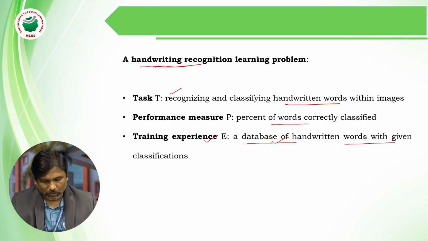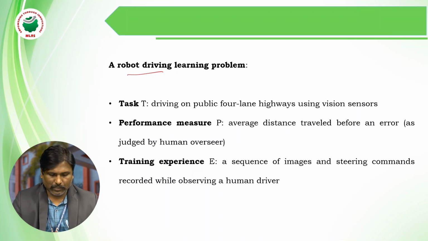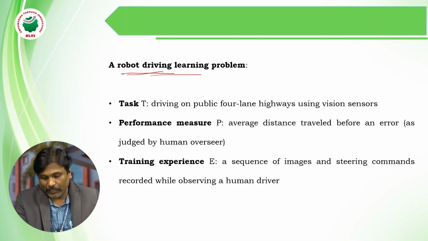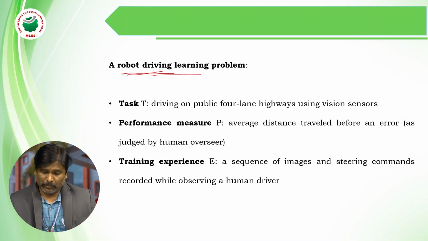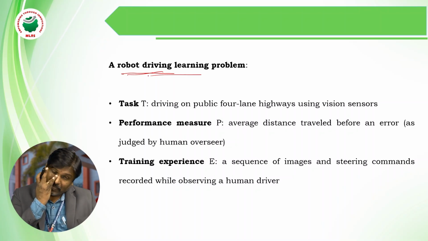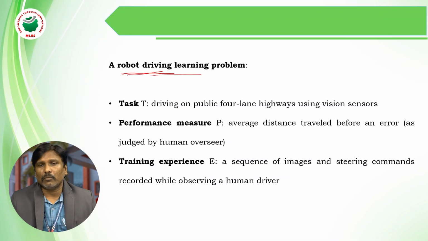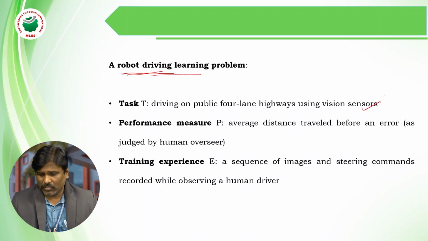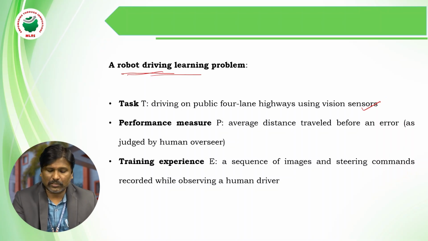Now move on to the third example, the third well-posed problem in machine learning, the robot driving learning problem. What is my task? The robot automatically drives a motor vehicle or a car. That is the task: driving on public four-lane highways using vision sensors. Why? Because the robot can see using these vision sensors.